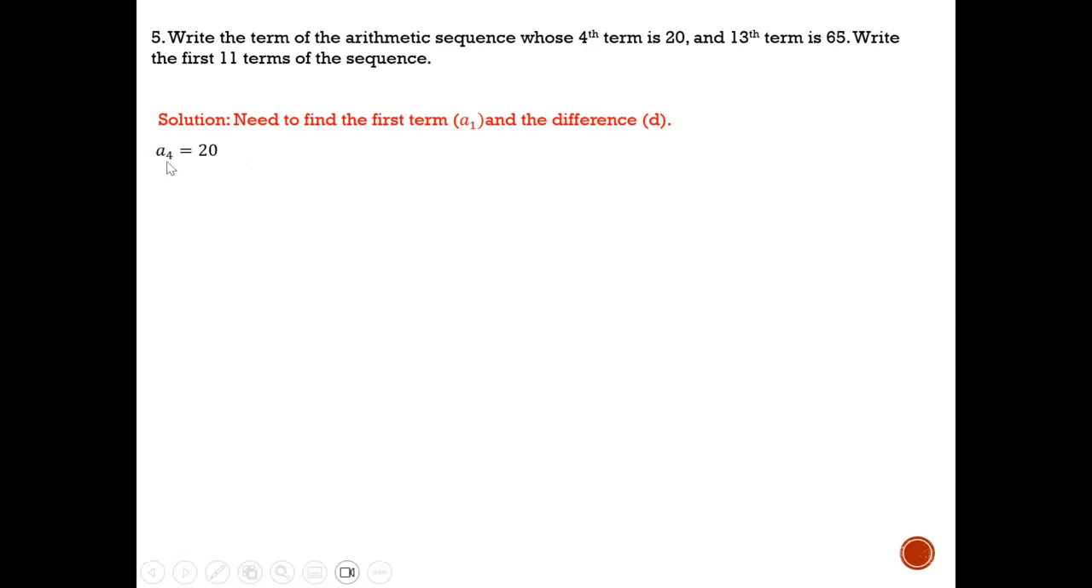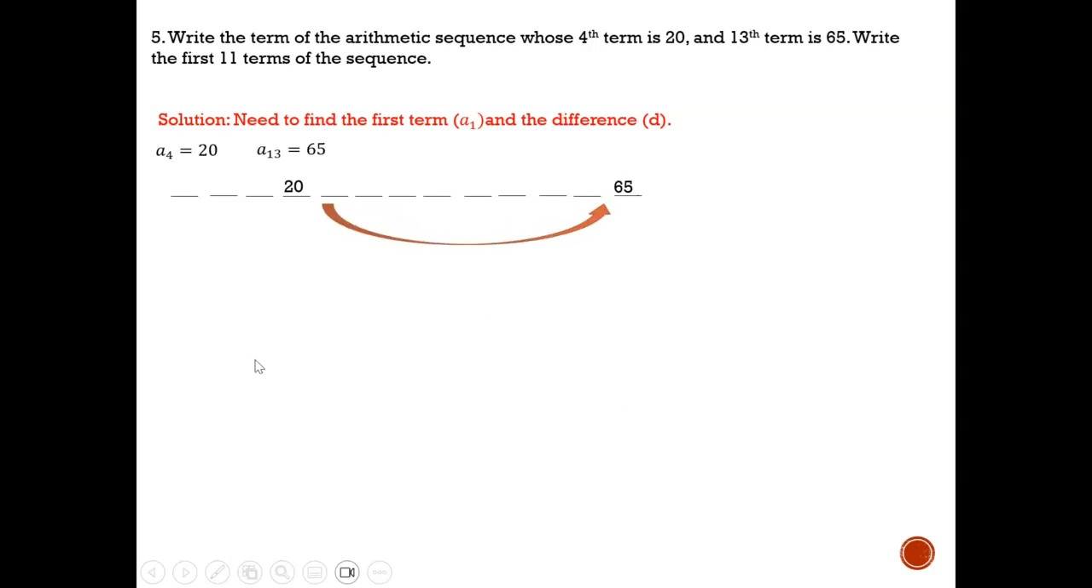This is a more visual way. A4 is 20 and A13 is 65. So I'm going to write all the terms. This is my first term, my second, my third, my fourth, my fifth, my 6th, my 7th, my 8th, my 9th, my 10th, 11th, 12th, and 13th. We stop there, right? It's saying that A4 is 20, so it's going to be about here. And the 13th term will be here, which is 65.